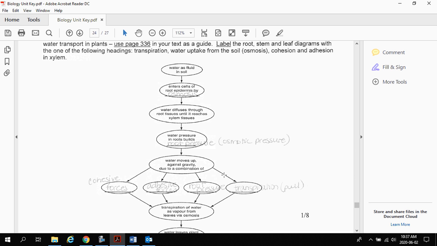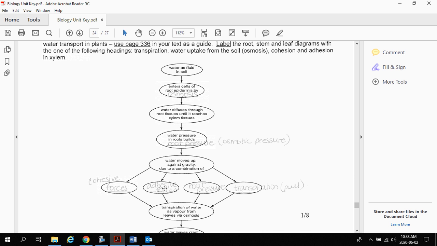I think we have it on the next page as well. So we have cohesive forces. So cohesive is between water molecules. So what that's saying is one water molecule is attracting the next water molecule, which is attracting the next. So those are attractive forces between the water molecules, and that's keeping everything together. So these water molecules are essentially kind of linking hands. So as one water molecule goes up, it's pulling the next one with it. So that's part of it.